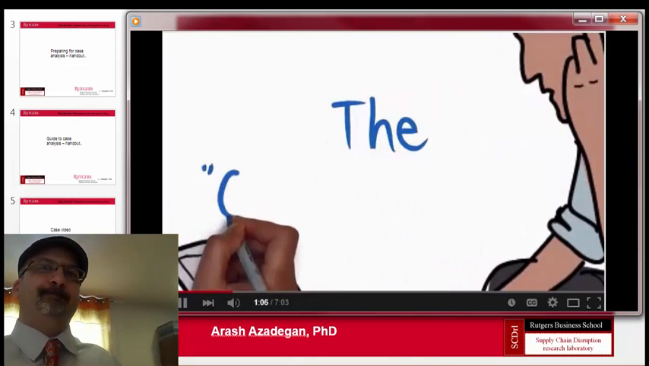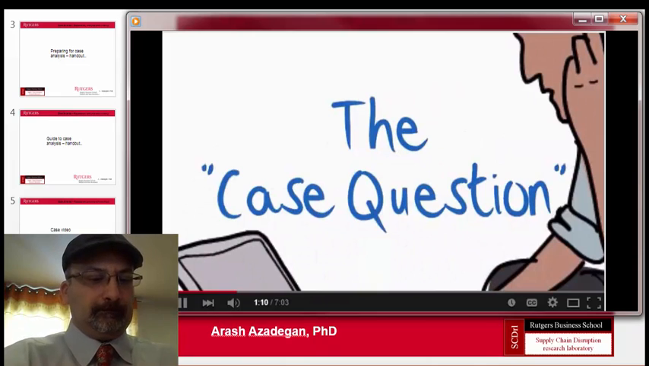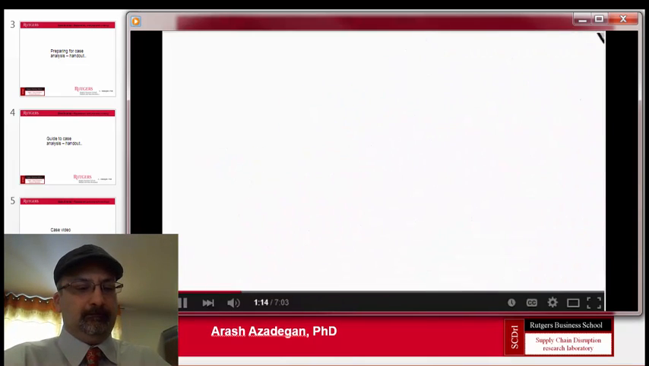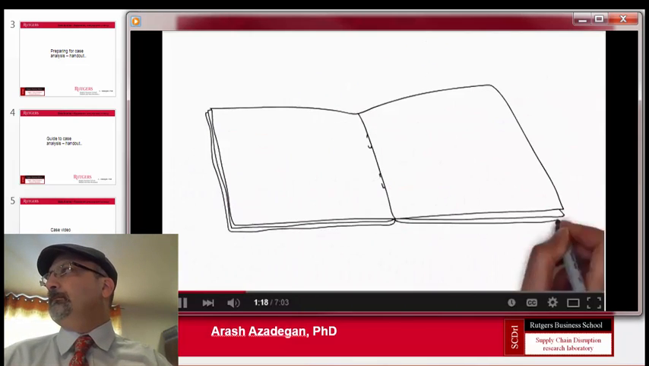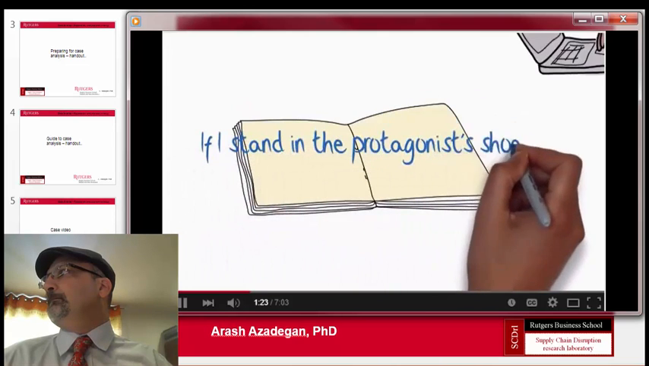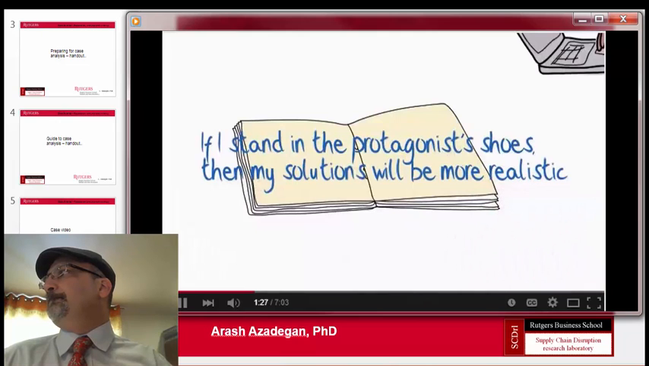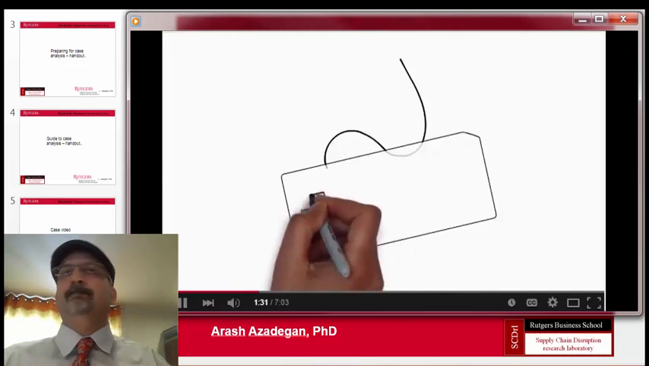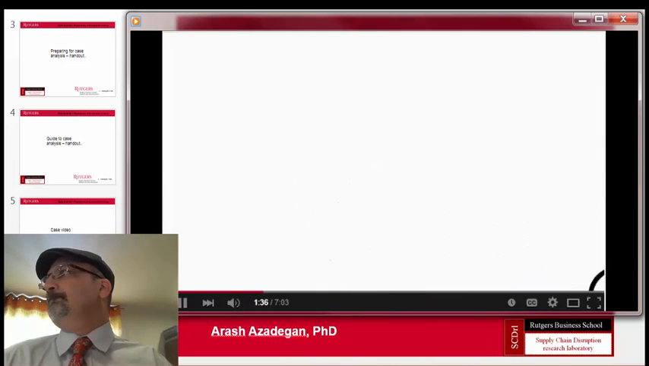Fred started by reading the case question, the question they'd be discussing in the class, because he thought that that would at least help him identify what was relevant in the case. He then carefully read the case, trying to put himself in the role of the protagonist. If I stand in her shoes, he thought, then my solutions will probably be a little more realistic. Meanwhile, on the other side of the room, Ted diligently played his video games. He knew he had plenty of time tomorrow before the business class to do homework.